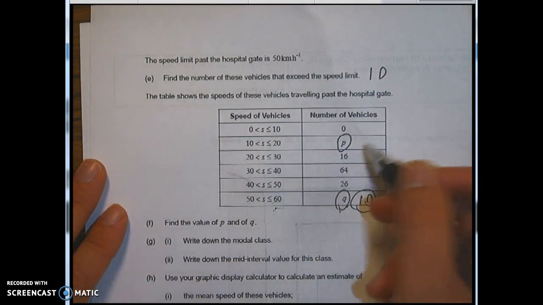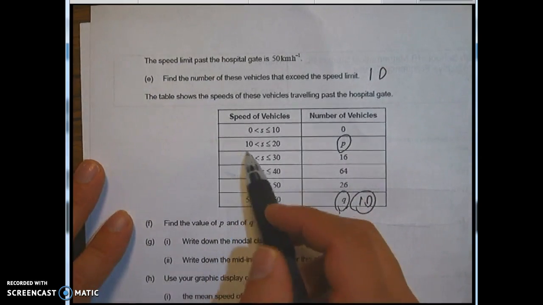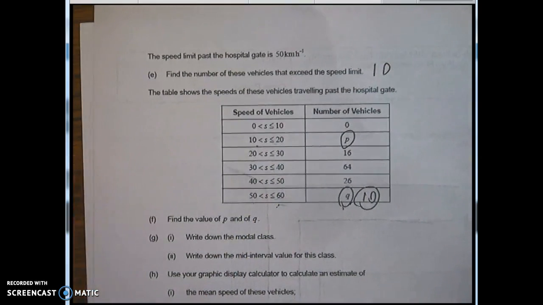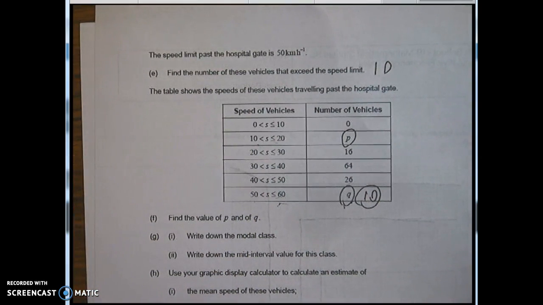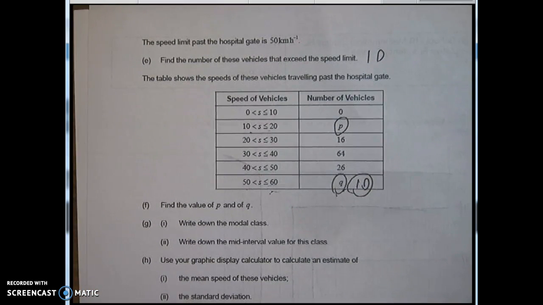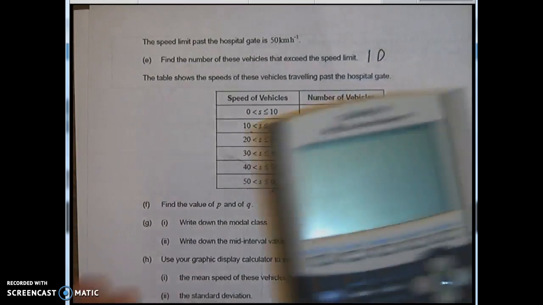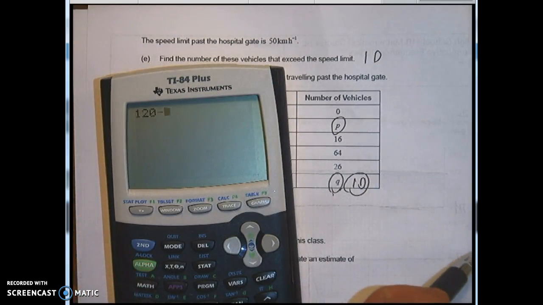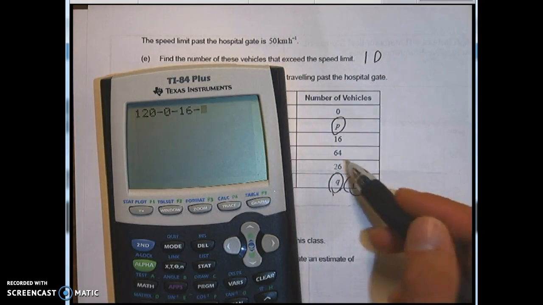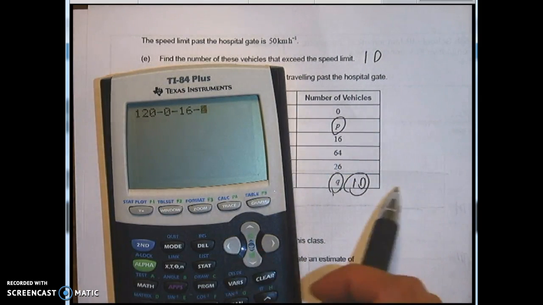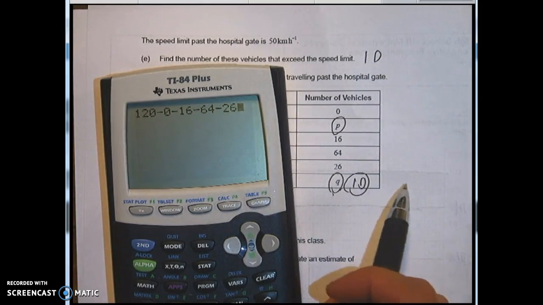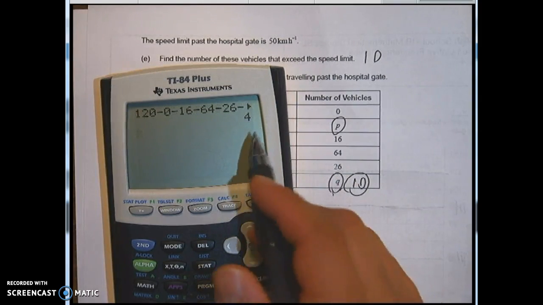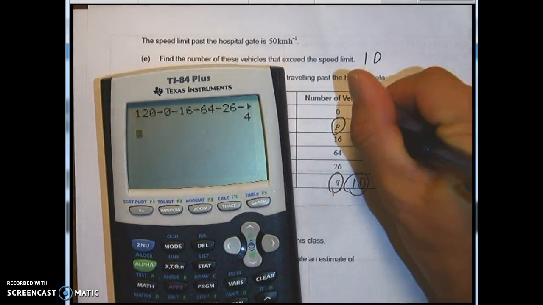Now, to figure out P, we can go back to the graph and actually try to count the number of people between 10 and 20. But if we're smart, then we'll remember that there's only 120 people total. So we just take our calculator, we say 120 minus 0, forget about the P, minus 16, minus 64, minus 26, minus 10, then we're left with 4. So P must be 4.